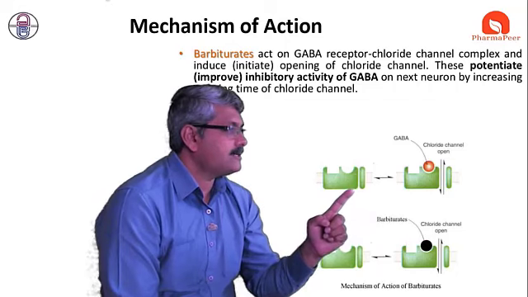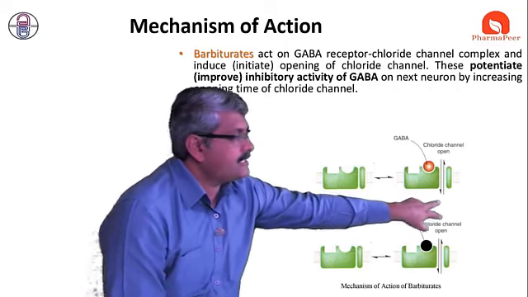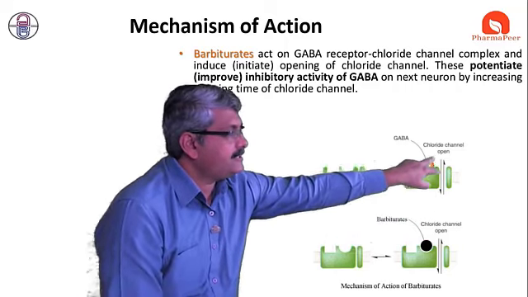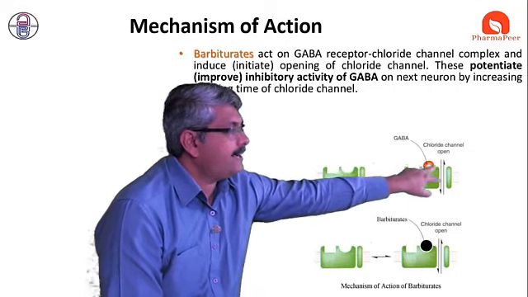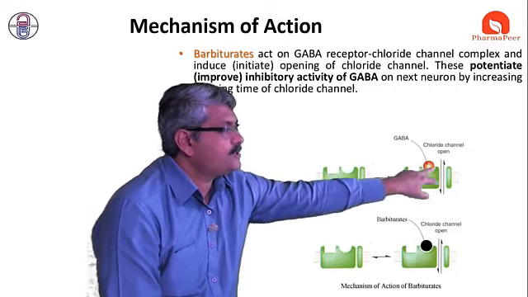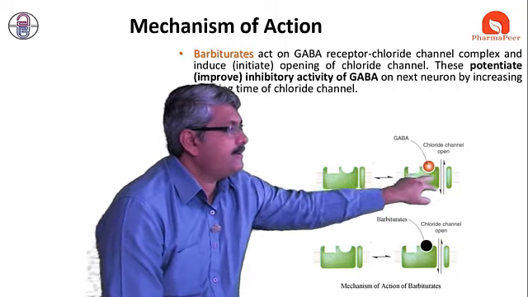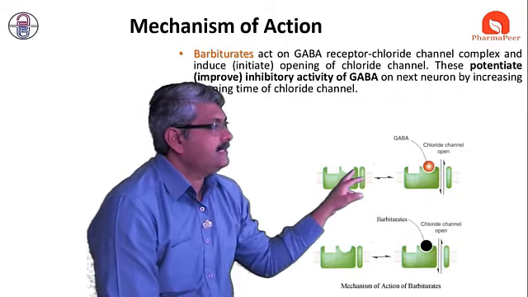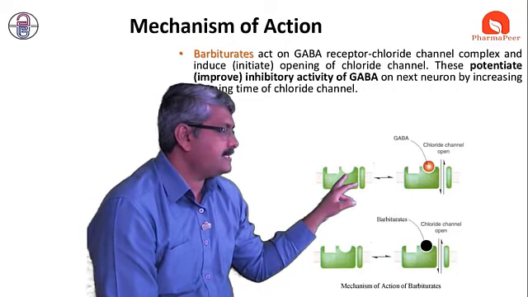This chloride channel is presently closed. So what happens when this chloride channel opens? If you see, here is a downward arrow and upward arrows, so it is a two-directional arrow. When this channel opens, in this area there is an empty space. Nothing is available.